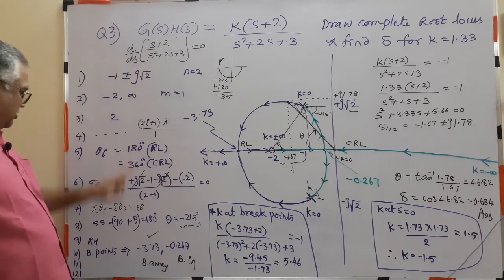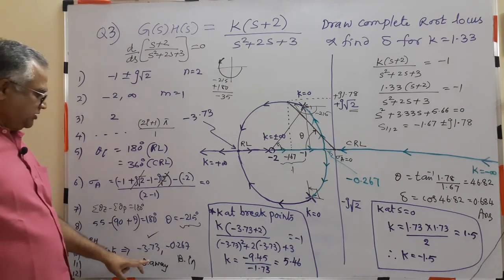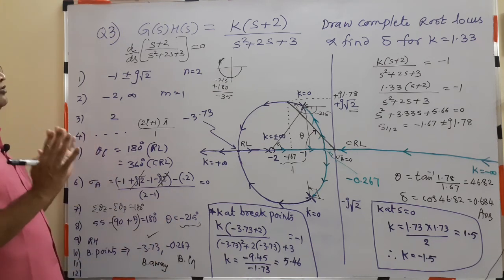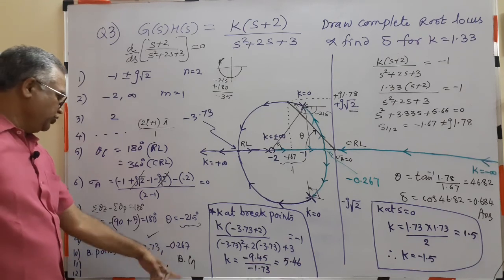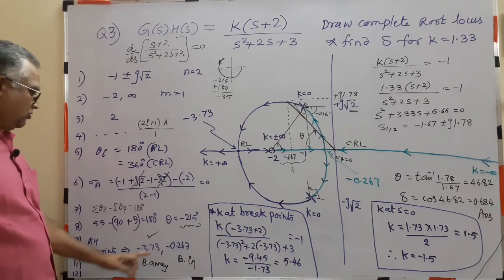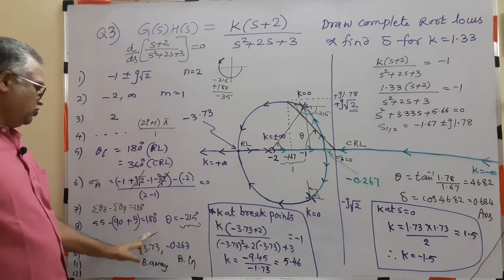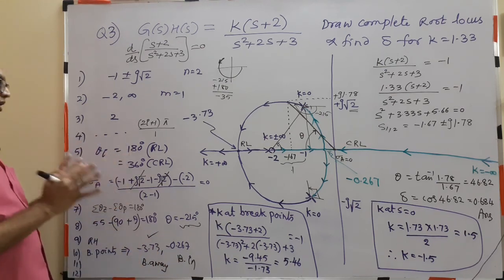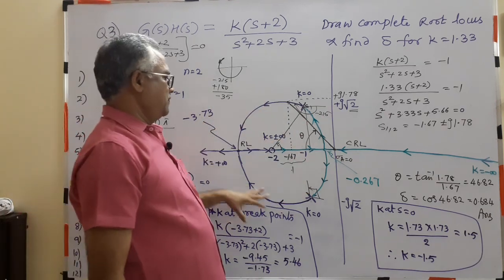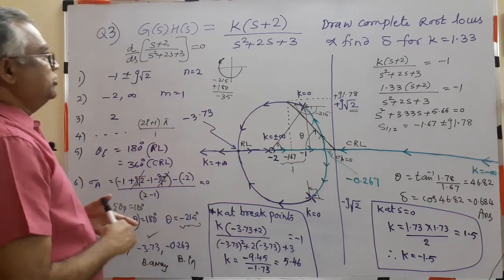It is a second order system, we are getting two breakpoints, but one is break away, the other is break in. If they are asking only root locus, you don't show this, you show only this. If they are asking only complementary root locus, you have to show only this, you don't show this. But I am drawing the complete root locus. So this is the complete root locus.